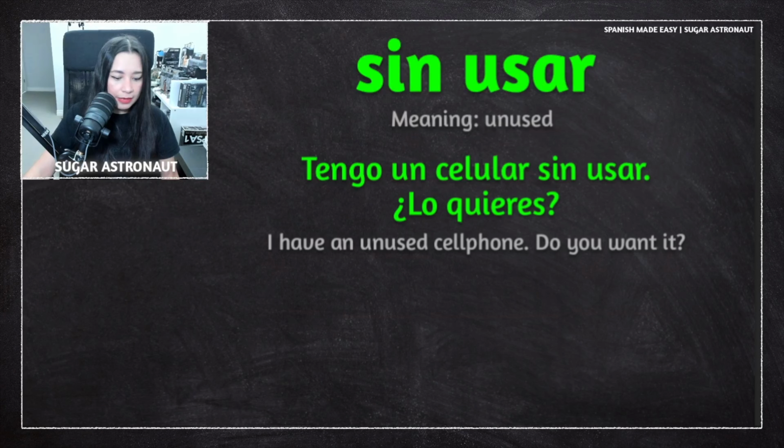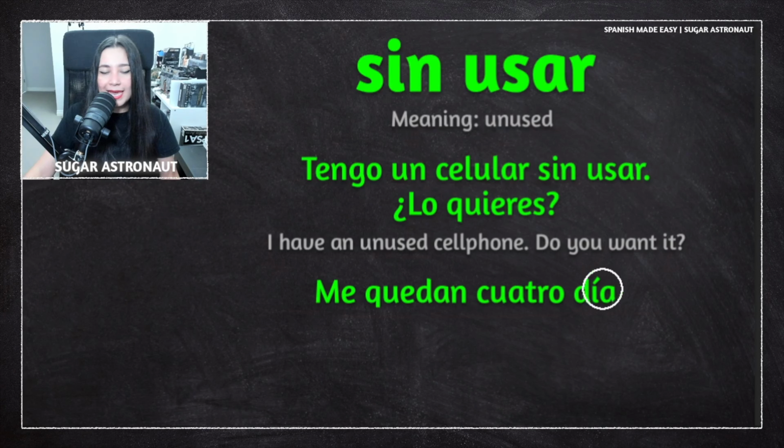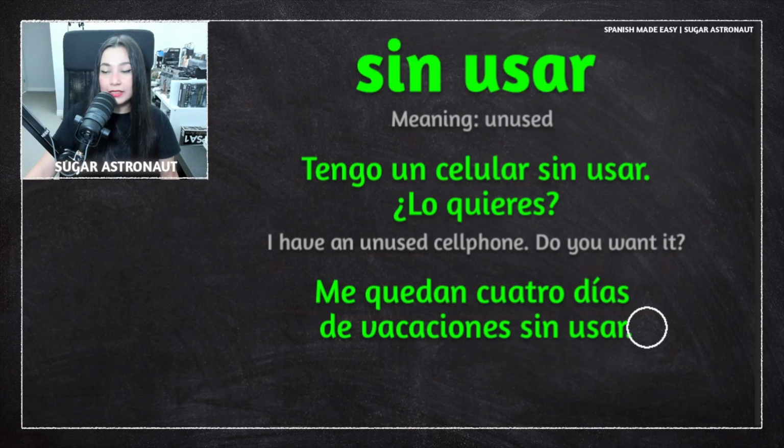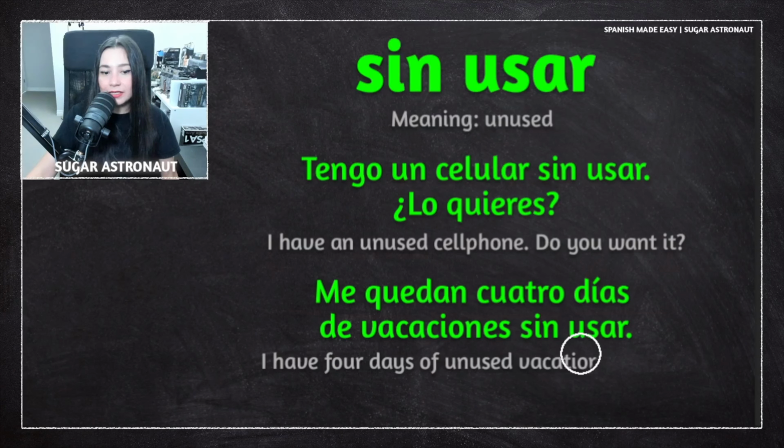I have another example. Let's talk about it. Let's see what we have. Me quedan 4 días de vacaciones sin usar. This means I have 4 days of unused vacation time left. So this is very good. We're not talking about things, we're talking about days, and specifically vacation days. So let's break this down.